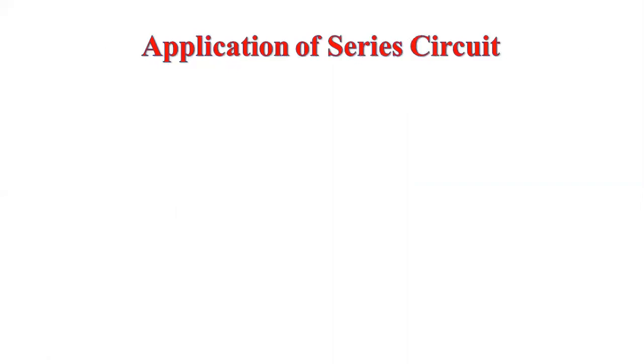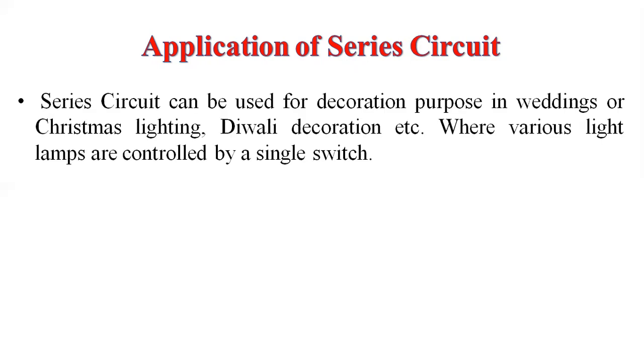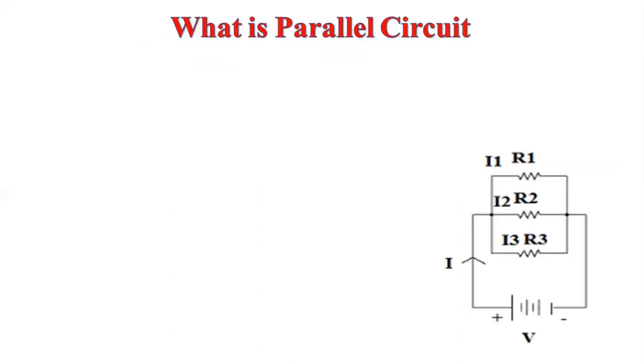Okay. So what is the application of series circuit? The series circuit is used for decoration purposes. Okay, so decoration purposes may be in weddings or Christmas lights or Diwali decoration. So series circuit may be used. In a series circuit, various lamps are connected and also controlled by a single switch. Okay, so this is our application of series circuit.